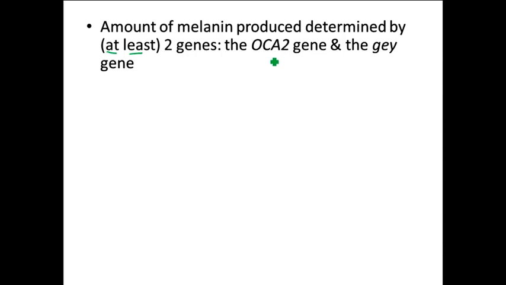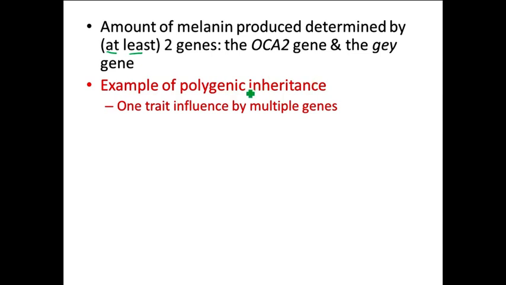Okay, and these 2 genes are called, one, the OCA2 gene. That's one gene that controls the amount of melanin, and the other one is called the GEY gene, G-E-Y gene. And that one also controls the amount of melanin. This is interesting because it's an example of what's called polygenic inheritance, and this is when one trait is influenced by multiple genes. So the trait we're looking at here is eye color.